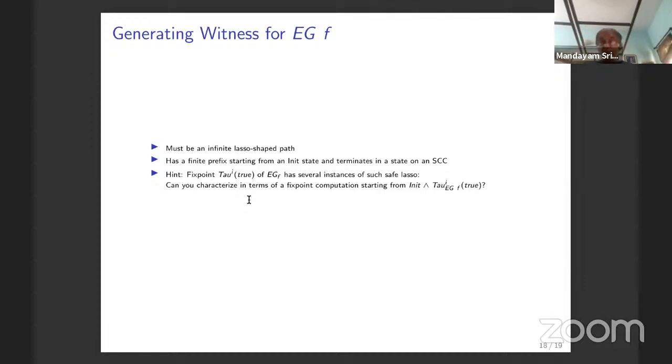I promised you that I will end in 1 hour. I'm already gone. Therefore, I will defer showing you a proof of the equivalence between the fixed point characterization and the CTL semantics until later on. So yeah, this is one.